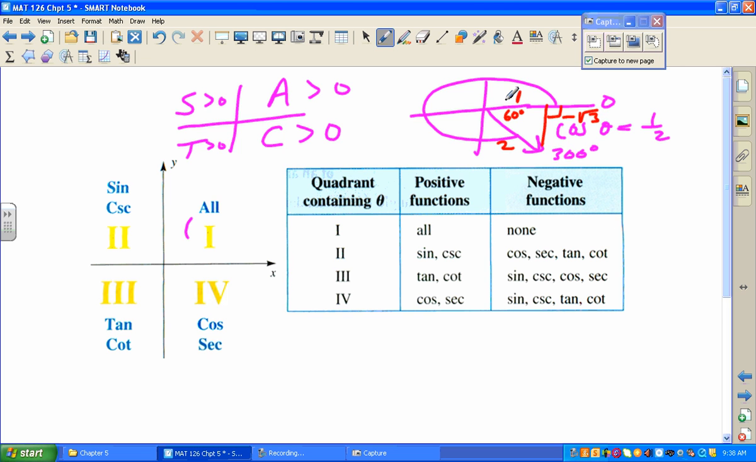So, cosine is adjacent over hypotenuse, which is 1/2. If you look on the unit circle, you have a point, 1/2, and negative square root of 3 over 2. You pick the 1/2 for your answer. Okay?